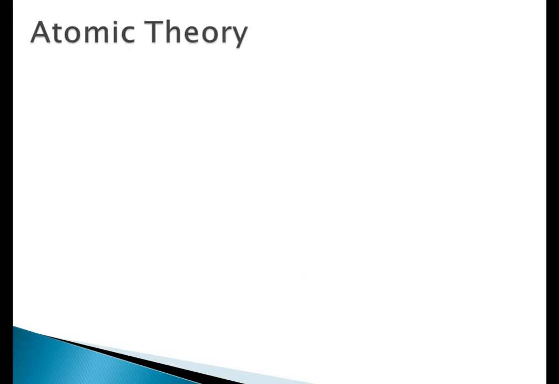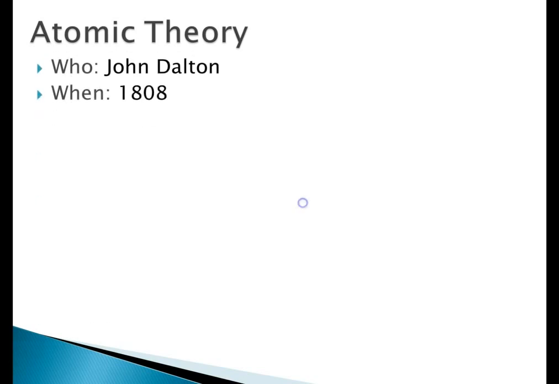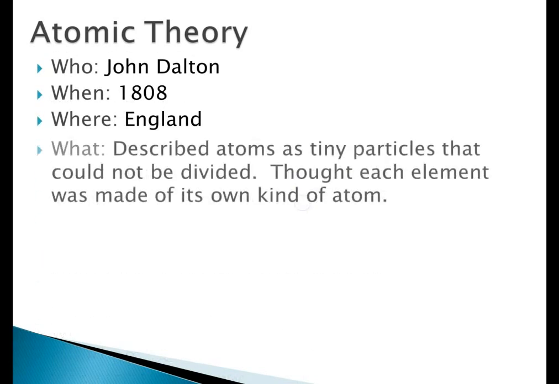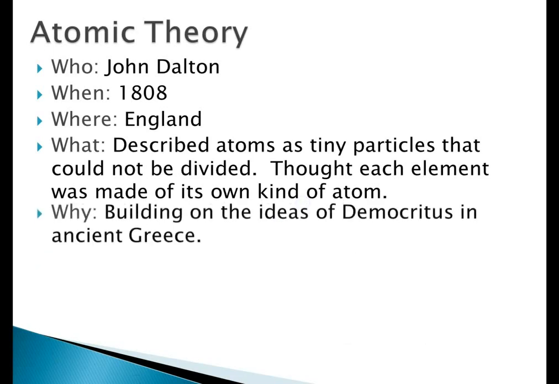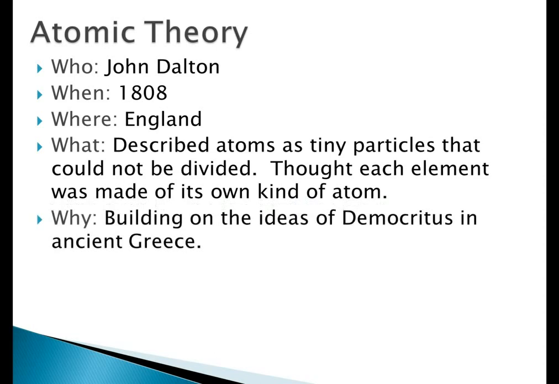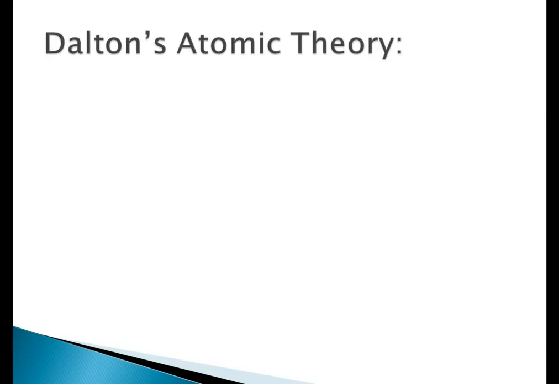Atomic theory. Here we go. John Dalton, 1808. England. Described atoms as tiny particles that could not be divided. We, of course, know now atoms can be divided. They split them all the time. He also thought each element was made up of its own kind of atom, which it is, right? Protons define the element. He built on the ideas of Democritus in ancient Greece.